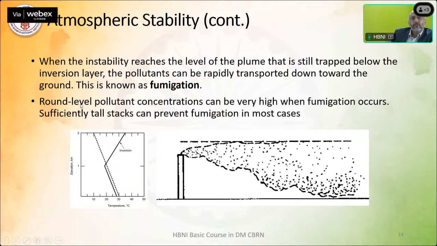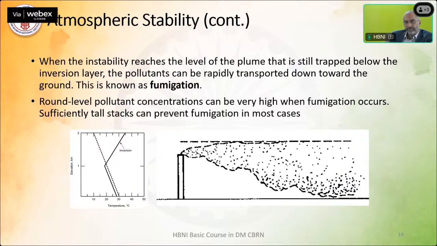Ground level pollutant concentration can be very high when fumigation occurs. A sufficiently tall stack can prevent fumigation in most cases. In this case, if your stack is higher, then you can cross the inversion layer. So this sort of thing dictates the choice of stack height, and then the distance, to what extent the pollutants are being dispersed and to what point they can actually start touching the ground.